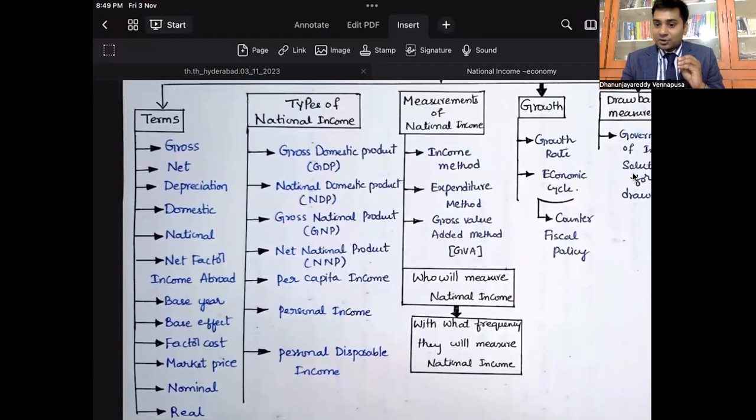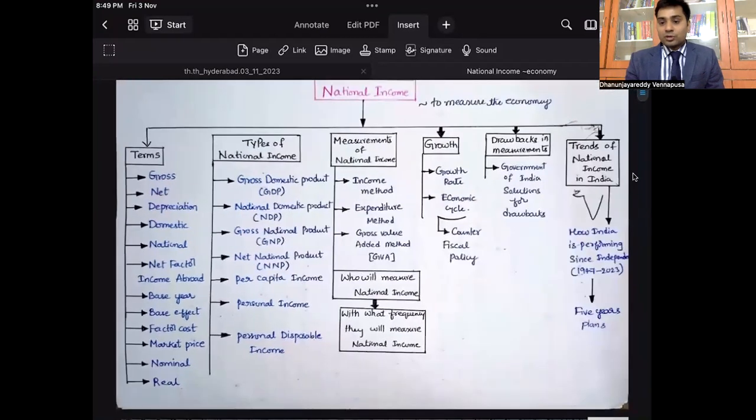Obviously National Statistic Office, NSO. With what frequency? Every quarter, every year they will be measuring it. What base rate? 2012 base rate or financial year 2012. Next, what is growth and what is growth rate? What is counter-cyclic fiscal policy? What is fiscal policy? These things we'll be studying.